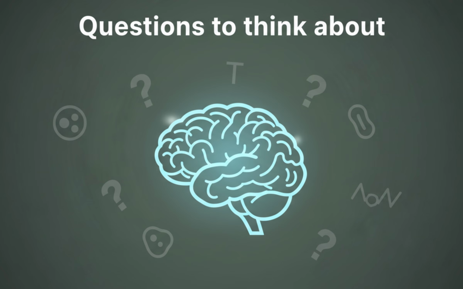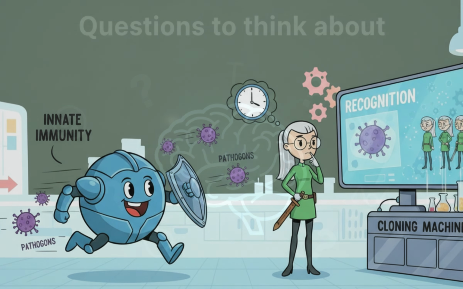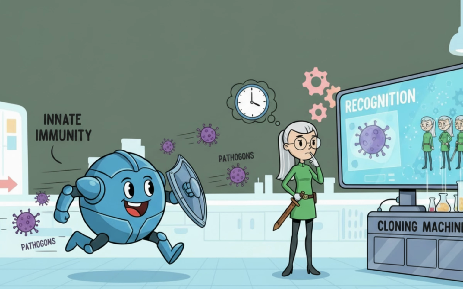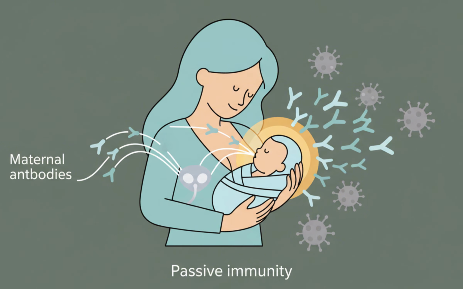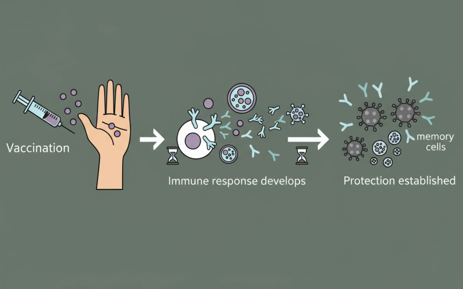Ultimately, all of this leads us to deeper thinking questions. Adaptive immunity is slower because it requires time for recognition and clonal expansion, but it is long-lasting due to immune memory. Without inflammation, pathogens would spread uncontrollably. Newborns have immunity thanks to antibodies transferred from the mother. Vaccines do not work instantly because the body needs time to generate a response.